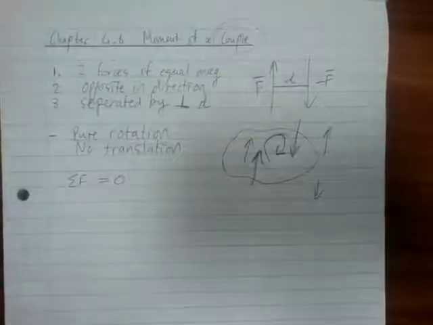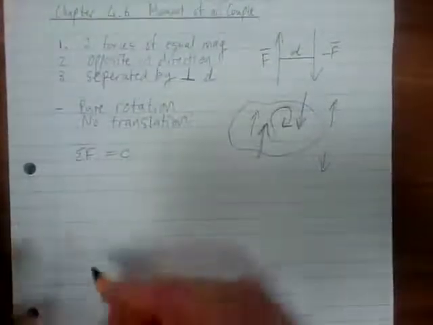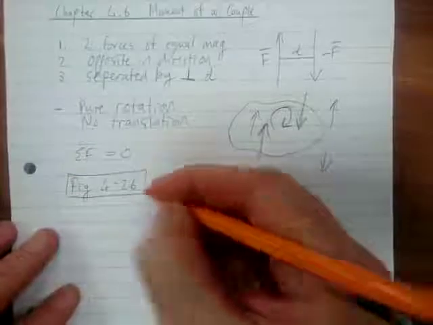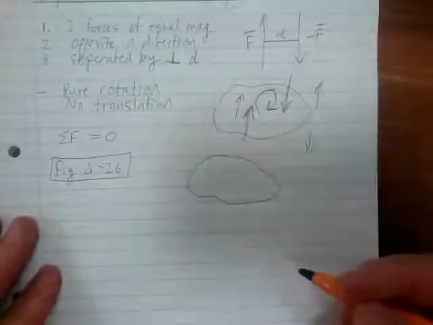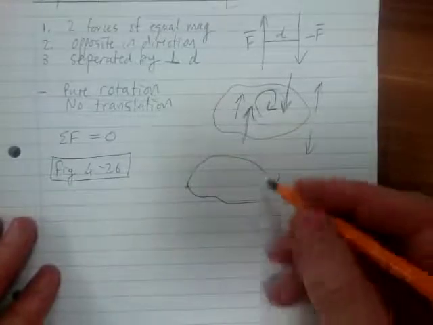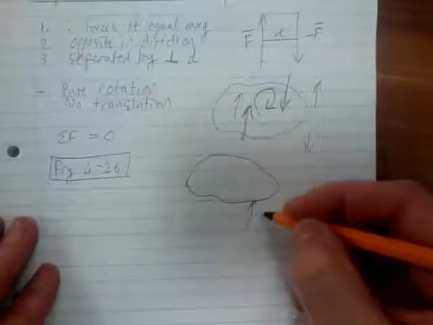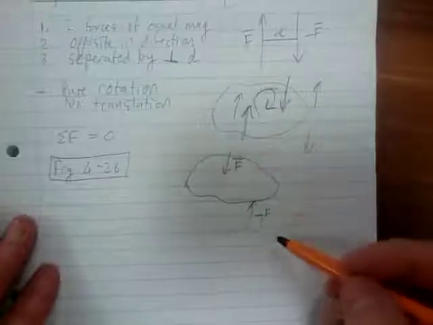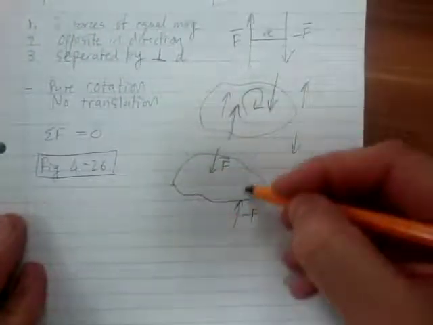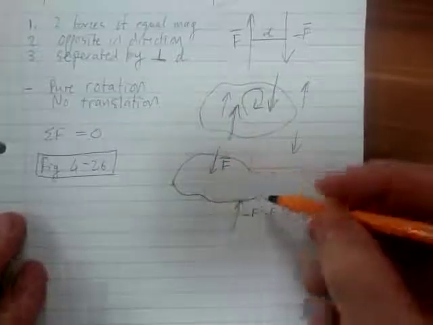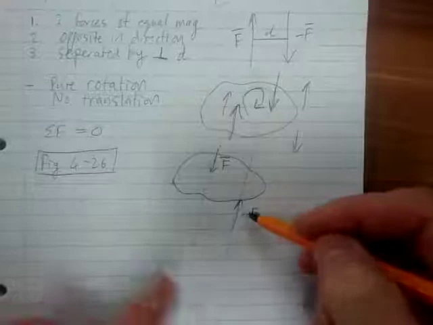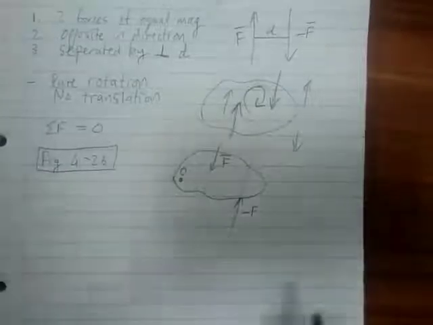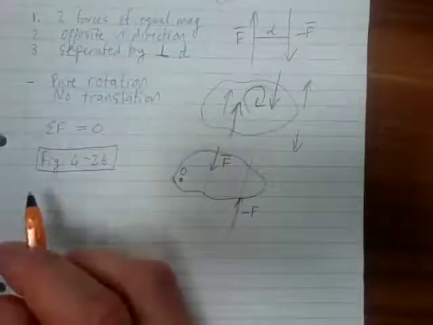The next thing which I want to discuss is based on figure 4.26 in the textbook. If we have a body and we have these two forces, let's say F and minus F, trying to copy the textbook as much as I can here. So what do we know? They're opposite in direction, they're parallel, and they're separated by a perpendicular distance. What if we take moments about a point O? Let's take moments about a point O. Remember what we did before in the previous chapters.